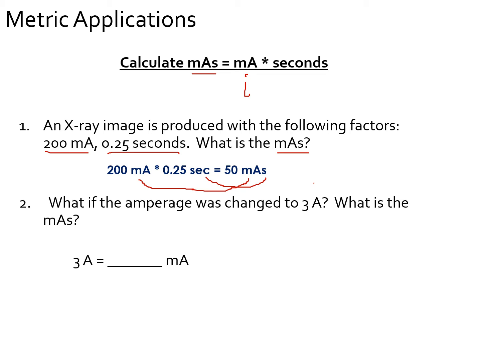Now, if the current was changed to just 3 amps, if I do the multiplying, it's amp seconds, but I want milliamp seconds. So let's convert amps into milliamps. So if amps is now my base unit, just like your gram, liter, or meter, I'm going from an amp base unit to milliamps, 3 jumps to the right. That gives you 3,000 milliamps. So now you have your milliamps. You can again calculate the milliamp seconds by doing the calculation of 3,000 times 0.25 seconds. Gives you 750 milliamp seconds.